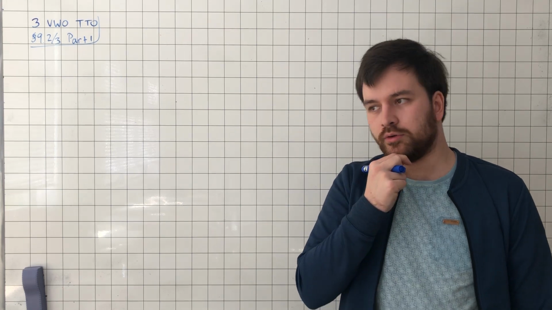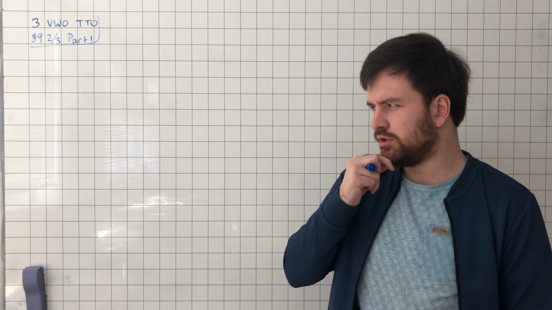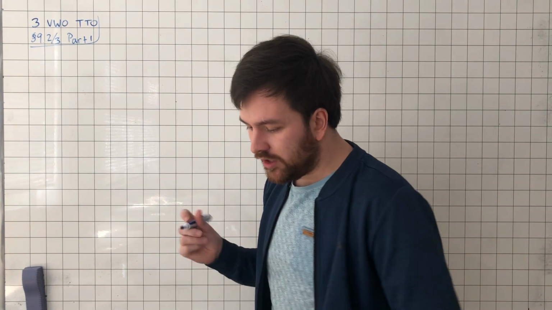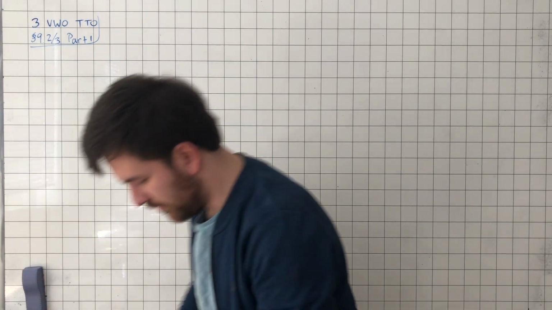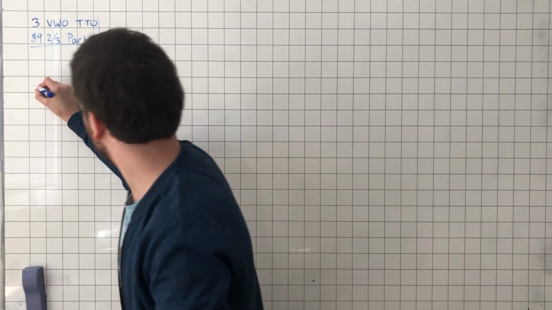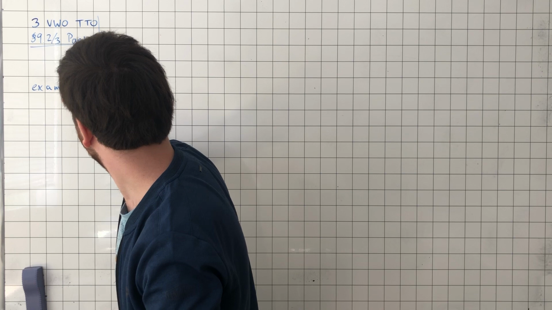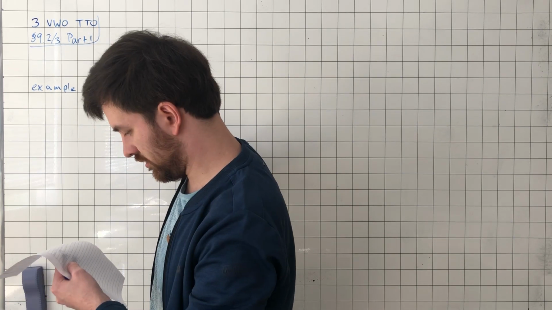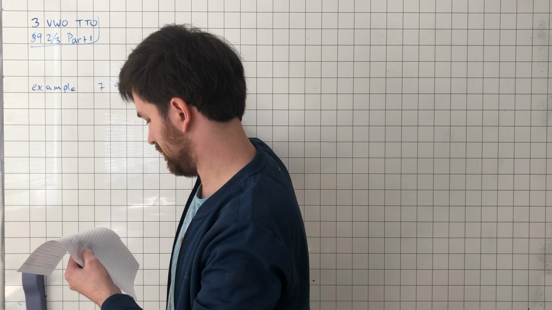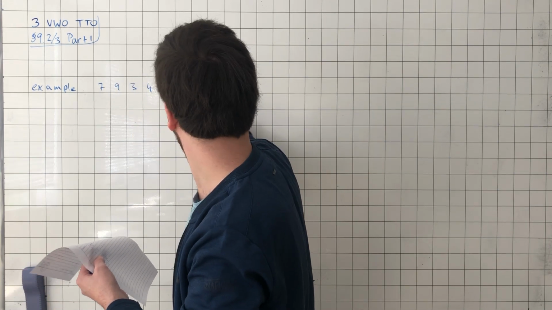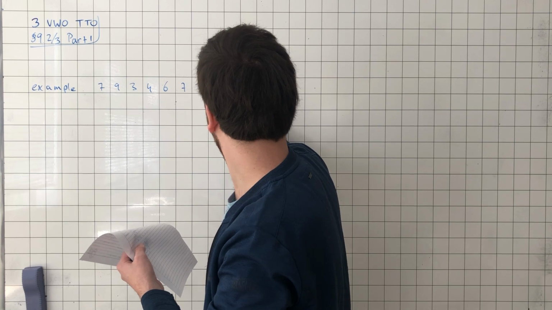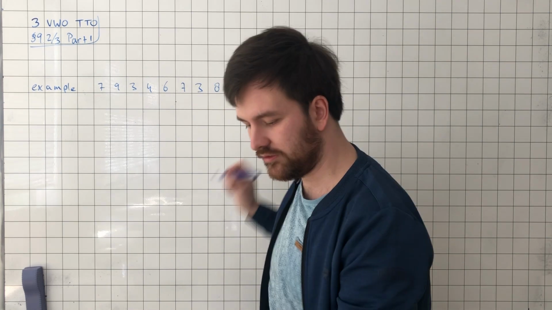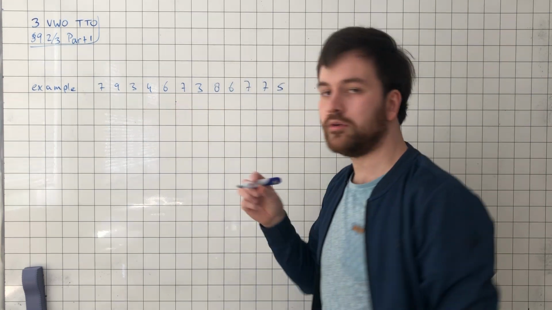The example that we're going to use is test marks, which I basically almost always do. I'm going to use the following ones, which I've already written down: 7, 9, 3, 4, 6, 7, 3, 8, 6, 7, 7, 5. So these are the numbers that we're going to use.